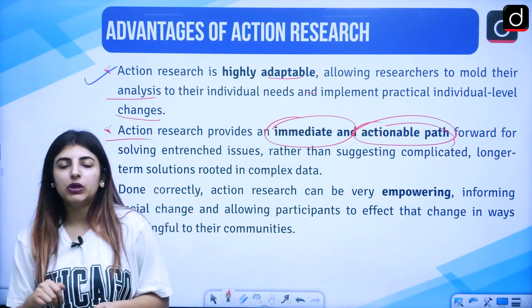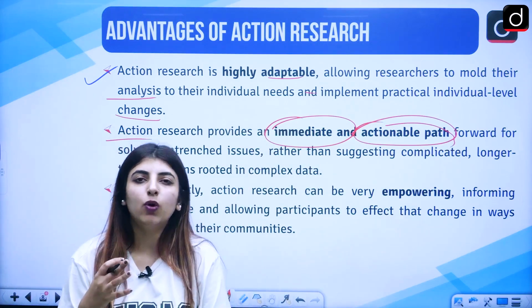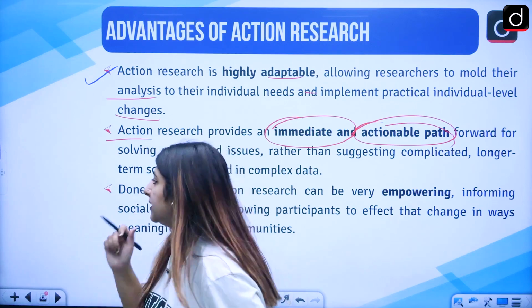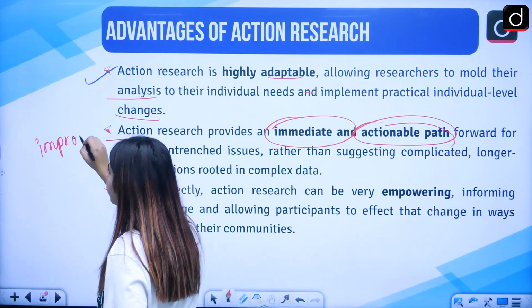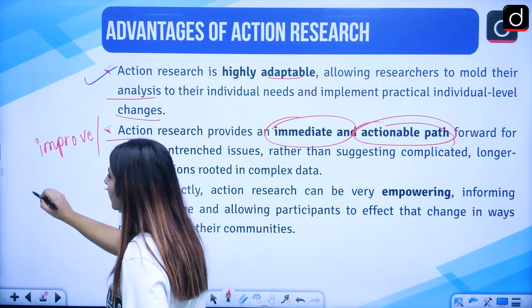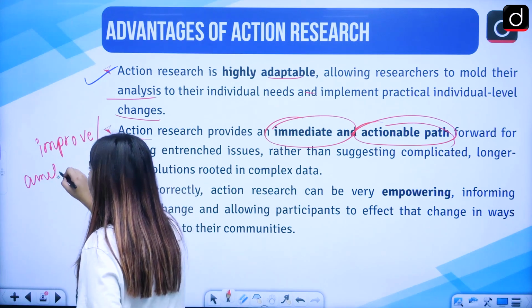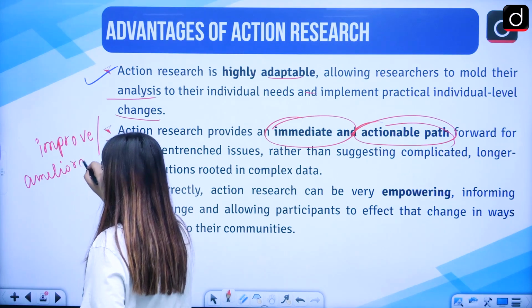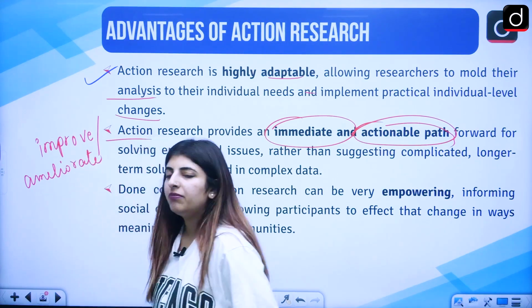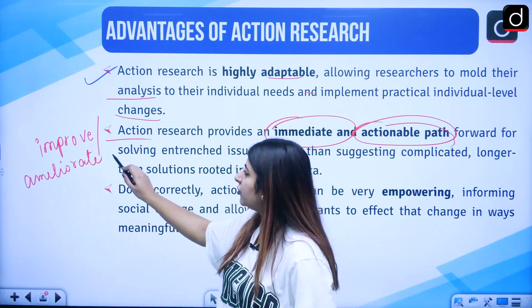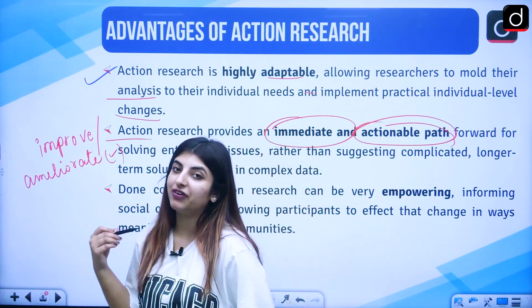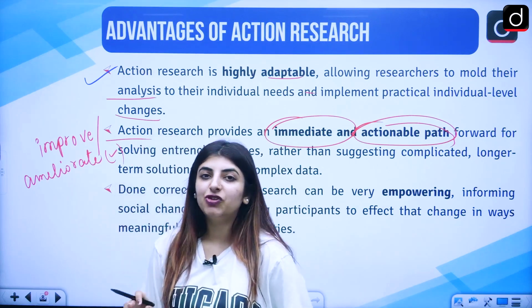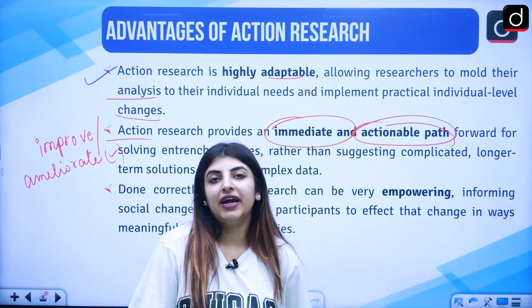Also, one keyword I want you to jot down in your notebooks is that action research tries to improve or ameliorate situations. Ameliorate means improving only. UGC NET people have started using difficult words now, so that students are unable to comprehend properly.